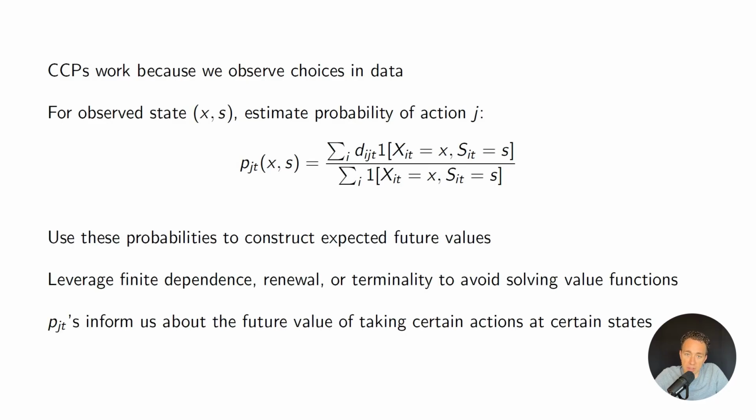And we use these choice probabilities, these CCPs, to construct future value terms like we've talked about in prior videos in this series. And we can leverage terminal choices or renewal actions or finite dependence to eliminate the backwards recursion problem. The reason we can do that is because these CCPs are going to inform us about the value of taking a particular action at a particular point in the state space.